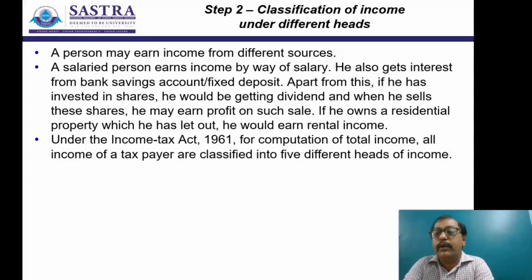Something like when he has a house property, maybe he earned it, or ancestral properties could be there. He would have rented it, so rent from the house property can be there. So income from house property can also be there. And the same house property can be sold, and in the meantime he may be getting something called a capital gain.